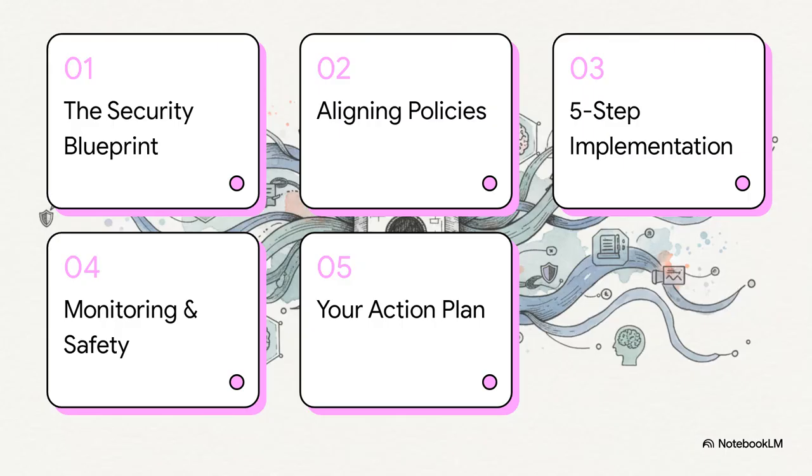So, here's our game plan. We're going to start with the big picture, the prompt security blueprint. Then, we'll see how to weave it into the policies you already have. After that, we'll walk through a solid 5-step plan to get it all done, talk about how to keep an eye on things for safety, and then wrap up with an action plan you can literally start on today.